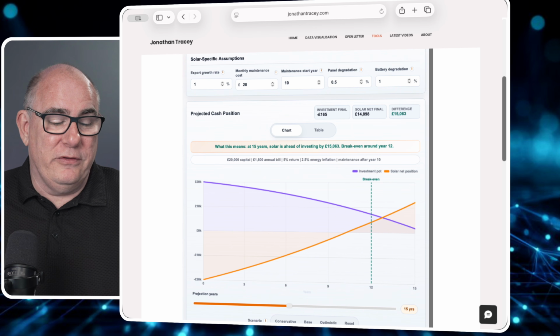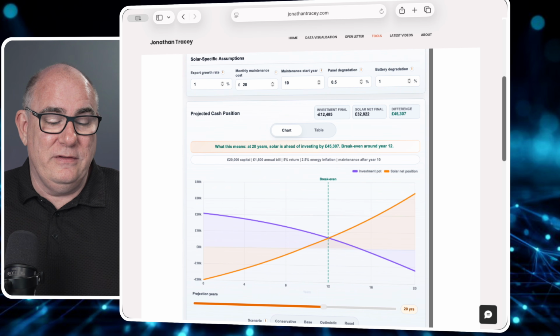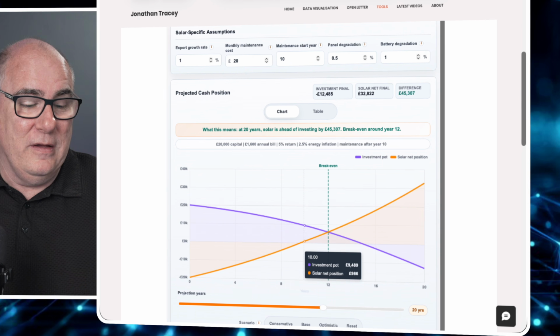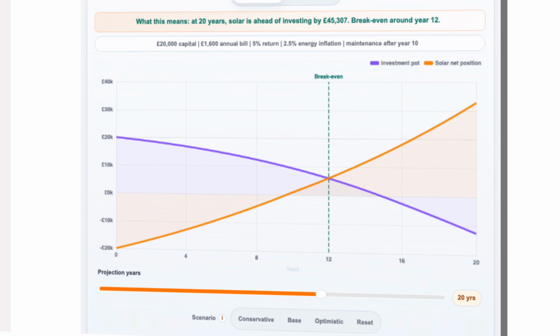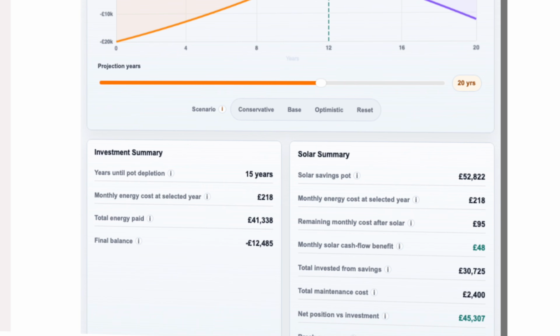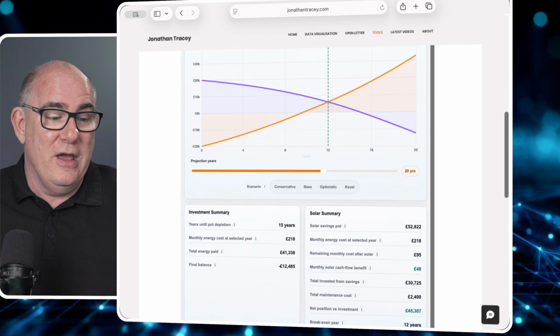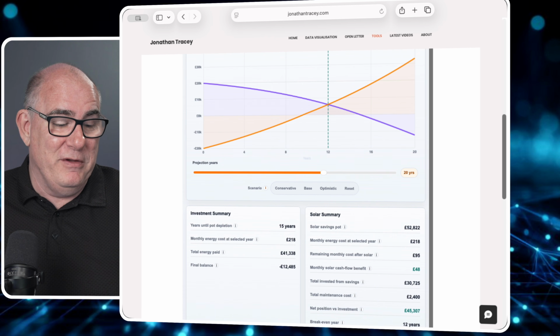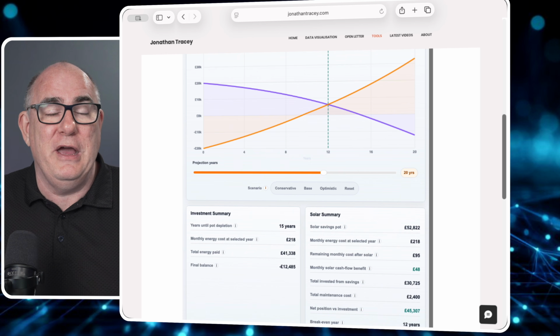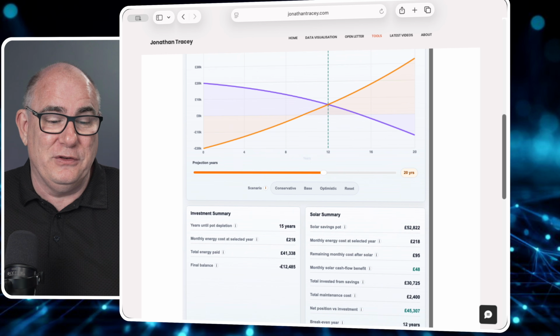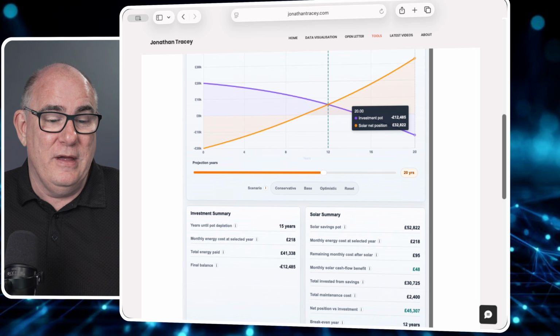Now, again, I'm going to keep scrolling this forward, 16, 17, 18, 19, 20 years. Now, if I scroll down at 20 years, we take a look at those stats, you'll see that our pot was depleted at the 15-year point. So our £20,000 that we put into our ISA has gone because our energy bills at that point are significantly more. In fact, we've paid out £41,338 for 20 years worth of energy bills. And that means we are currently £12,000 in the red.